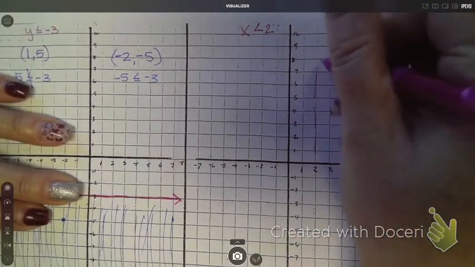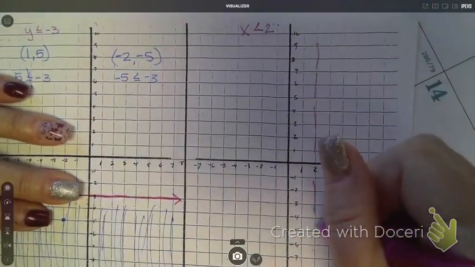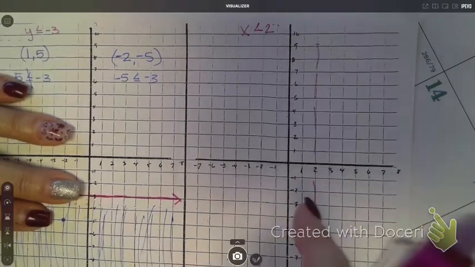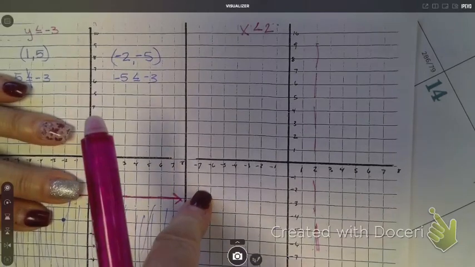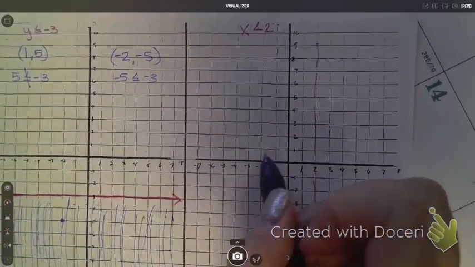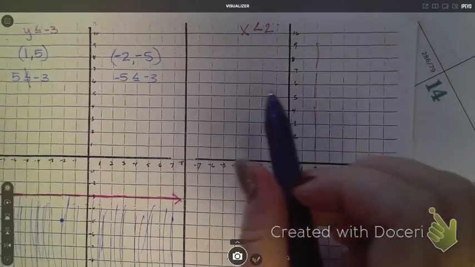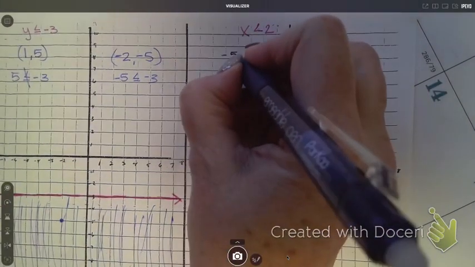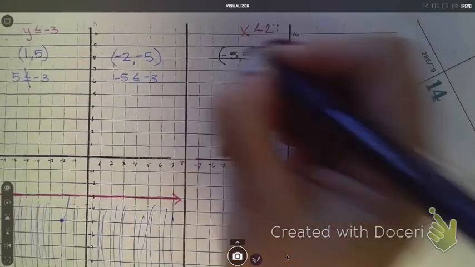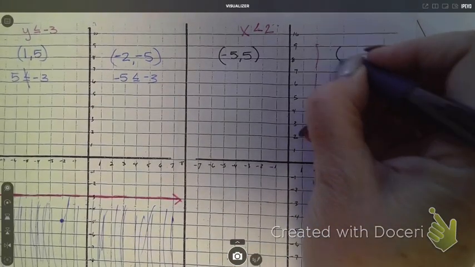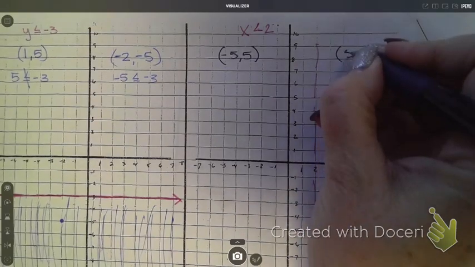So now we're not doing below it and above it. We're doing what? Left side of it and right side of it. So any point to the left. Negative 5, 5. You all good with that? And to the right, how about 5, 5?